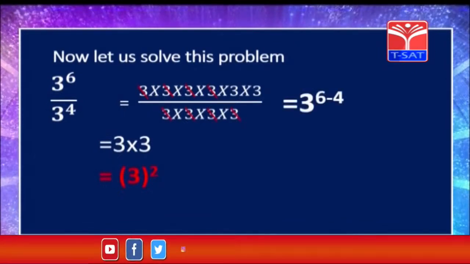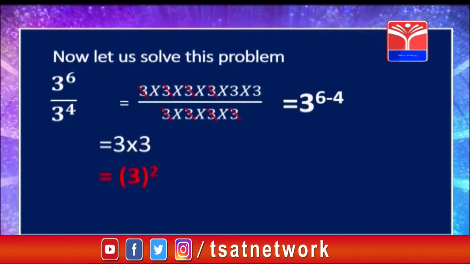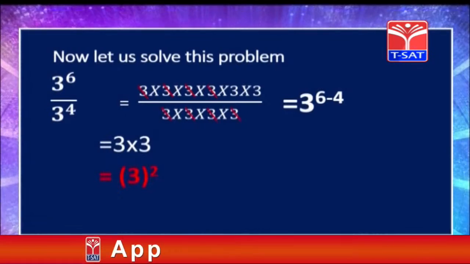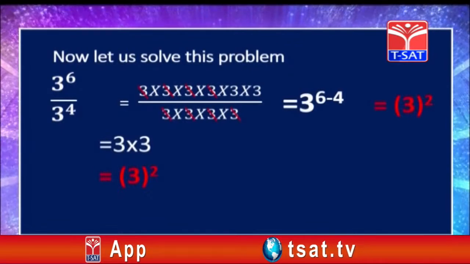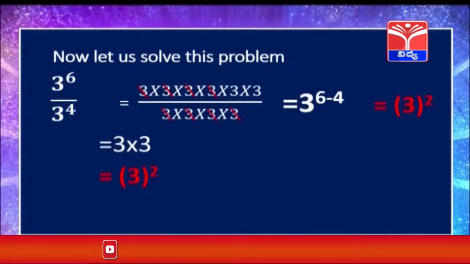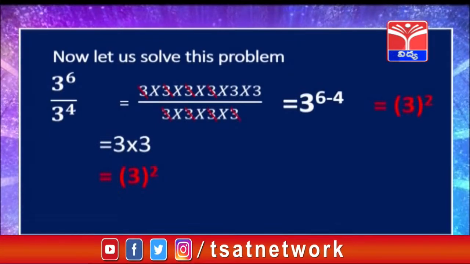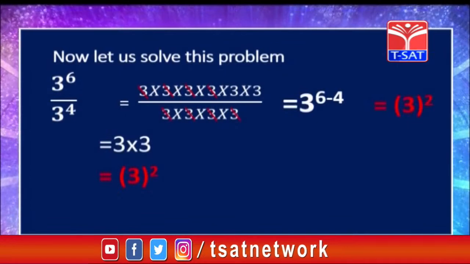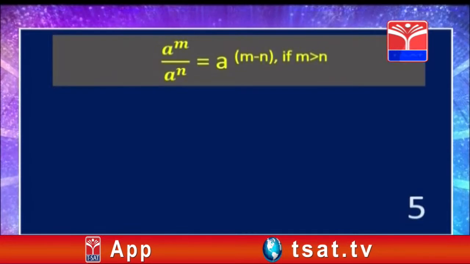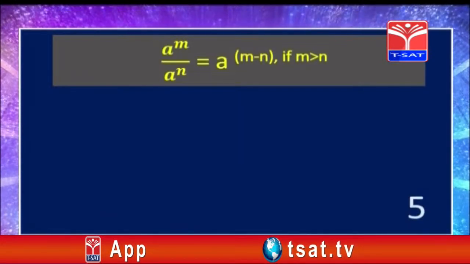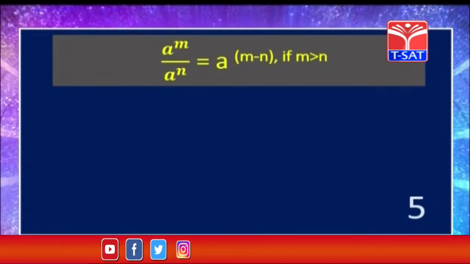Now look here. How did you get 2 here? You can write like 6 minus 4 also. That is equal to 3 to the power of 2. So here 3 to the power of 2 and 3 to the power of 2 both are equal. So the bases are equal. The bases are 3 here, and the powers will subtract, 6 minus 4. You will get it is equal to 2. Now the second law, a to the power of m by a to the power of n is equal to a to the power of m minus n, if m value is greater than n.